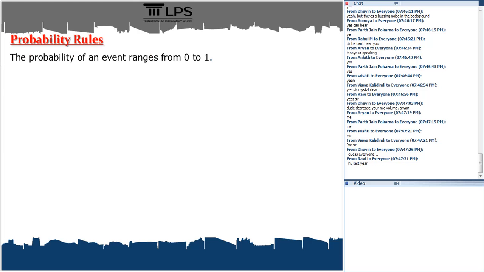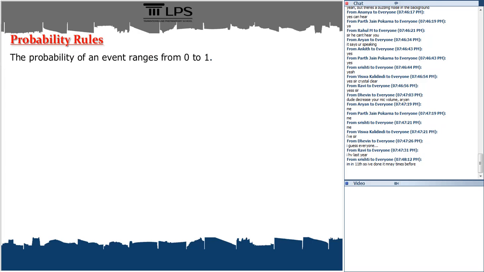Let us start with the important probability rules first. Probability of an event ranges from 0 to 1. So if I say that the probability of an event is 0, it means the probability for that event occurring does not exist at all, which means that the event will not occur. So the probability of an event equal to 0 means the event will never occur. And if the probability of the event is 1, then the event will definitely occur.